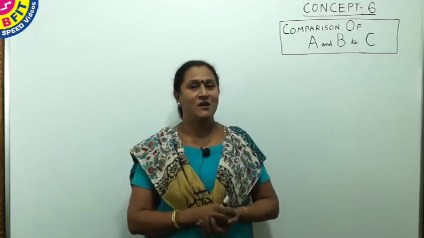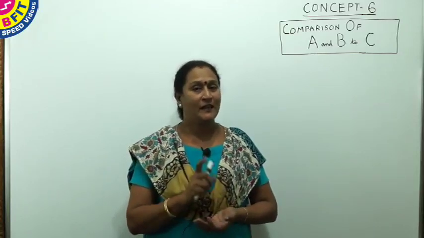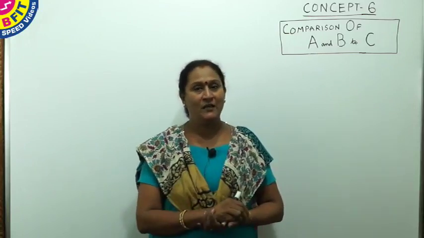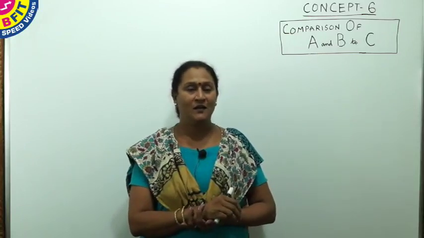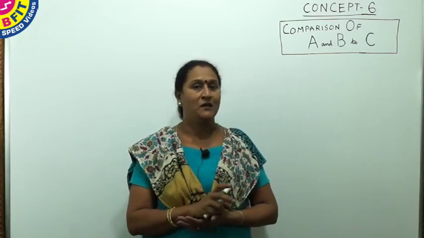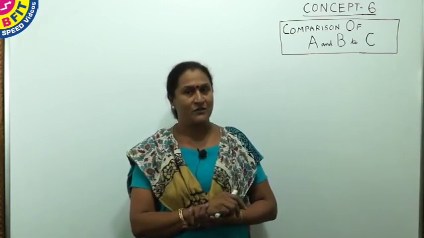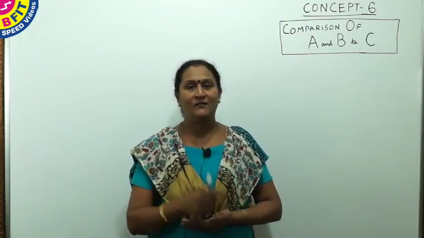So we'll see the next concept, comparison of A and B to C. Earlier we saw A was compared to B and B was compared to C. Here both the values A and B are compared to C, and here also we can form the ratios and we'll see how to make the workings.